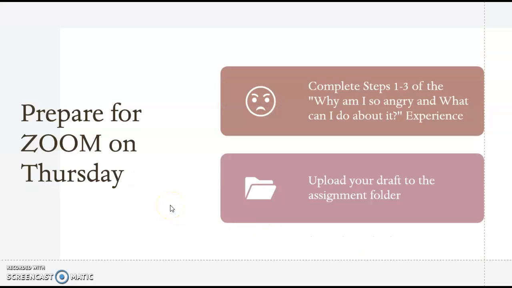Then you're going to want to prepare for Zoom on Thursday. You're going to complete steps 1 through 3 of the Why Am I So Angry and What Can I Do About It experience in the writer's practice. Please be sure that you understand that those are my steps 1 through 3, so you need to be looking at my assignment sheet that goes with this experience in the writer's practice book. Make sure you're doing my steps 1 through 3. So you're going to upload your draft to the assignment folder.